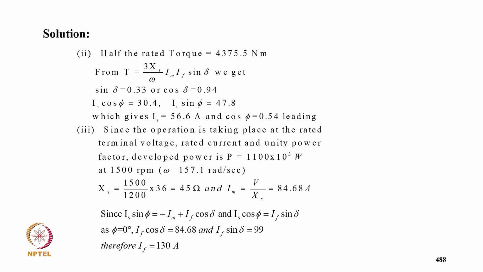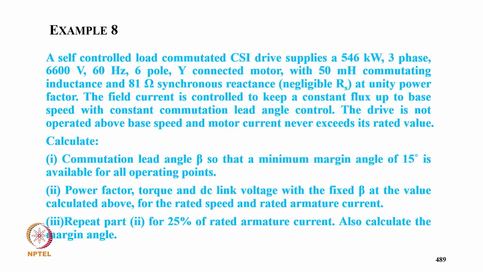Since the operation is taking place at rated terminal voltage, rated current and unity power factor, P equal to 1100 kilowatt and 1500 rpm. X equal to 1500, 1200, 36.45 ohm, and IM equal to VS upon XS, 84.68 ampere. IS cos phi equal to minus IM plus IF cos delta, and IS sin phi equal to IF sin delta, phi equal to 0. IF cos delta is 84.5, IF sin delta 99, therefore IF is 130 ampere.